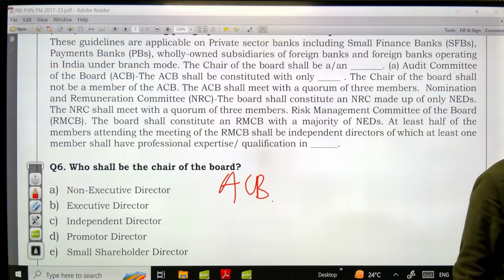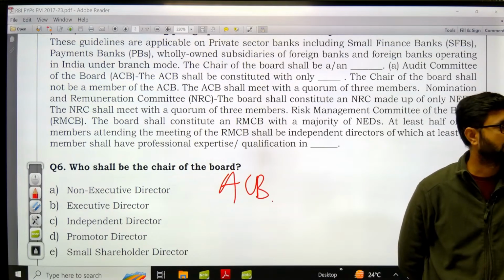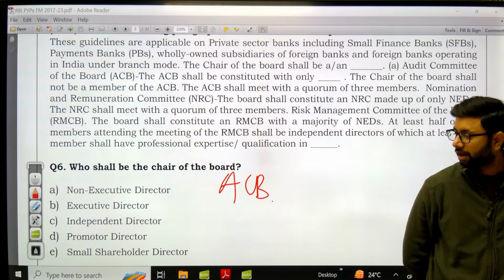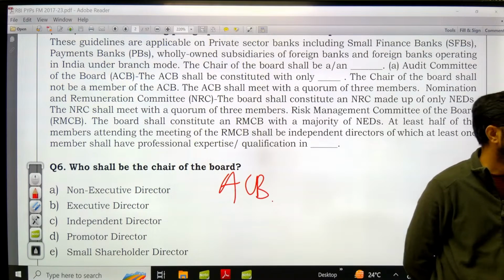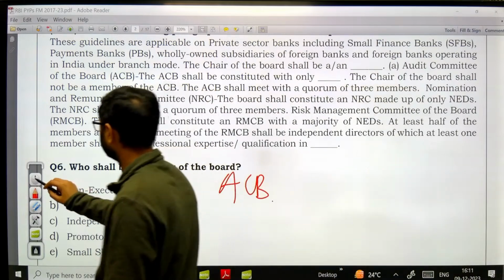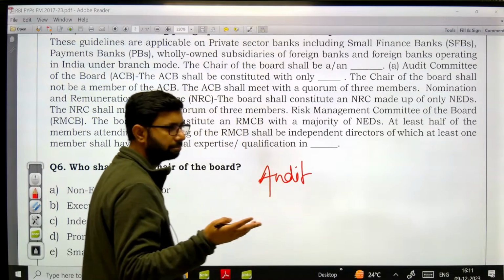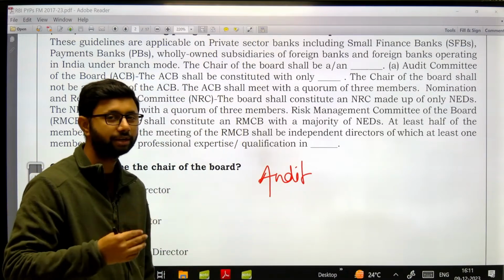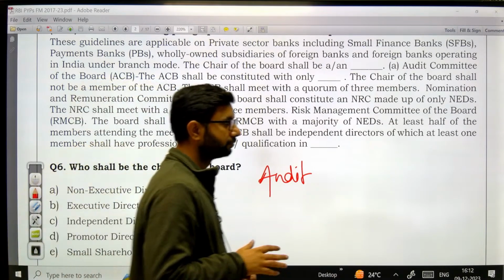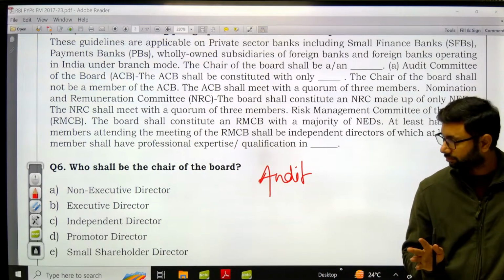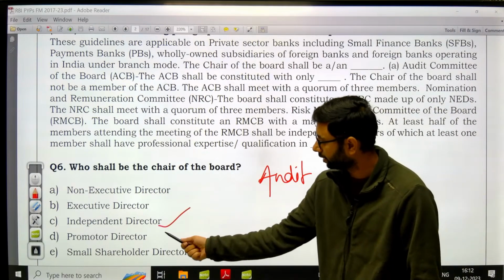If you look at the paragraph, while framing the question, we might give you some answers within the paragraph, but RBI didn't give. Okay. So think logically also. They are talking about the audit committee board. When you are doing the audit of a particular company, do you want the executive who is actually operating that company to audit that company? You need an independent person who can take care that everything is being done by law. So yes, the correct answer is independent director.